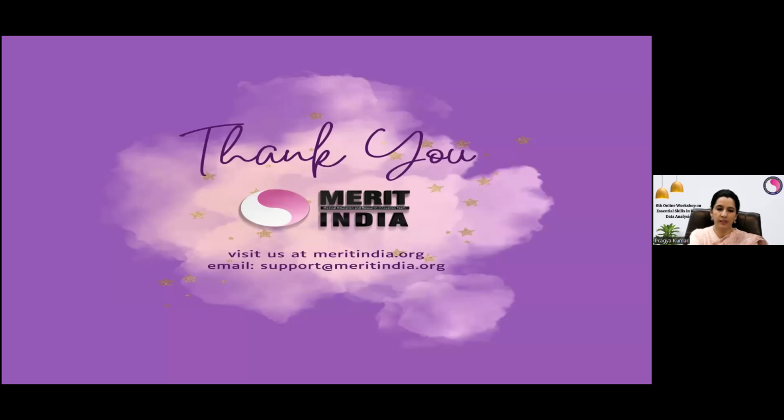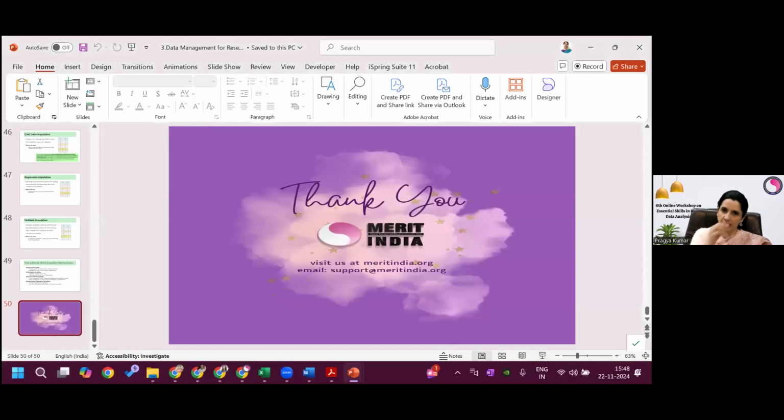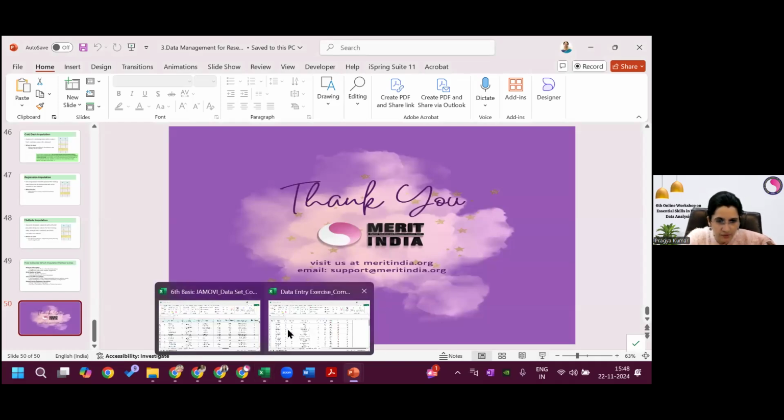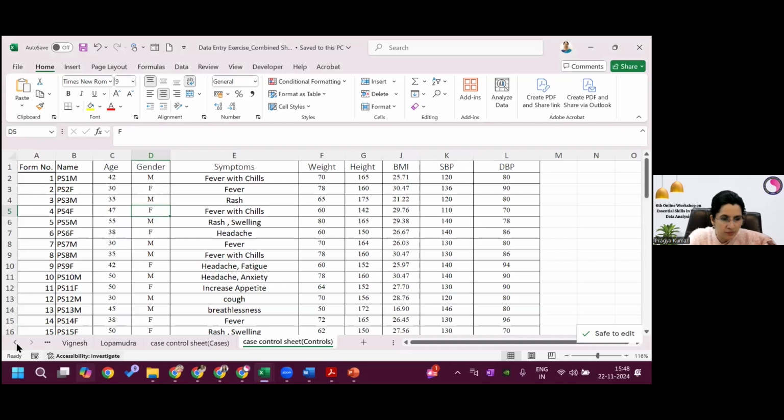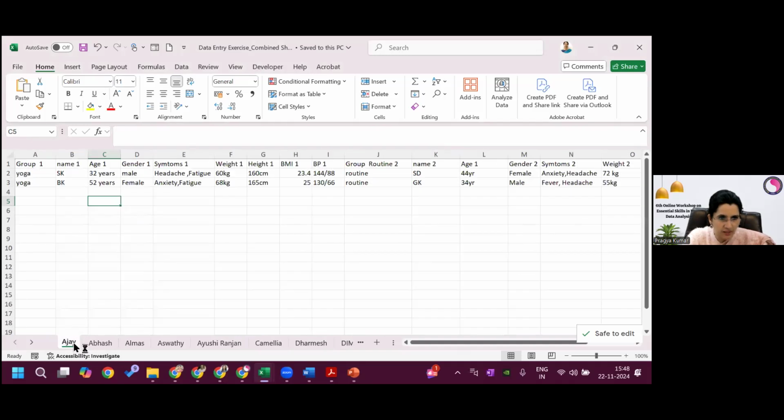So this was regarding the data entry and data management. Now I will show you your data entry. So let's see one by one. Starting with Ajay. What Ajay did, you can see here, he has entered group 1 here, yoga, name, and then he has entered group 2 here, group 2 here and group 1 here.